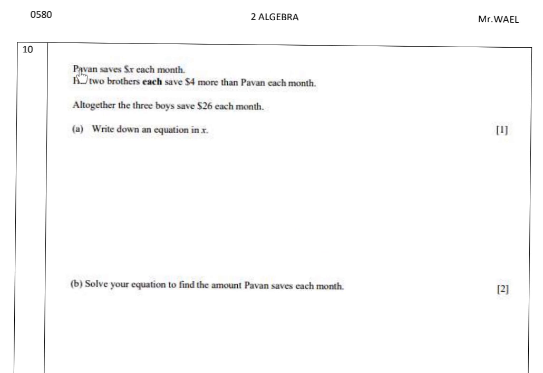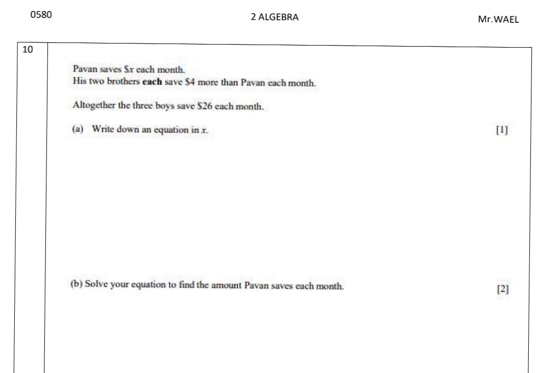In equation. Okay? Read, Salah. Pavan saves X dollars each month. His two brothers each save $4 more than Pavan each month. Altogether, the three boys save $26 each month. Write down an equation in X. Okay.